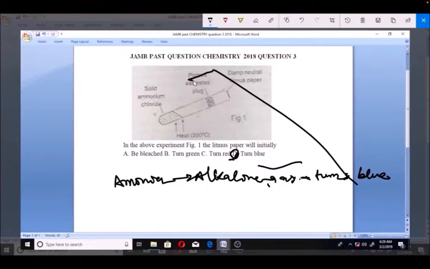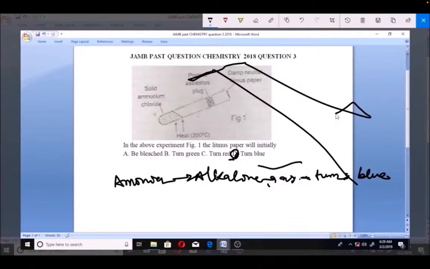So in this, we need to know what is going to form. When we look at this sketch very well, we are going to find out that when solid ammonium chloride is heated at this very temperature of 350, ammonia gas that has a characteristic choky smell, which is easily recognizable, is released. So we can actually find this topic under nitrogen and its compound.